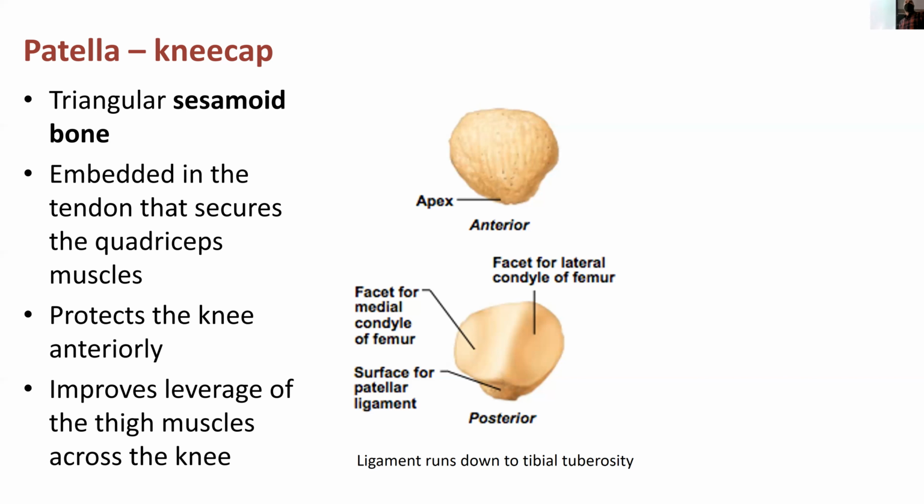And the patella is important for a couple reasons. One is that it allows that muscle to get extra leverage across the joint, which gives you extra strength and speed. Secondly, does it give you?